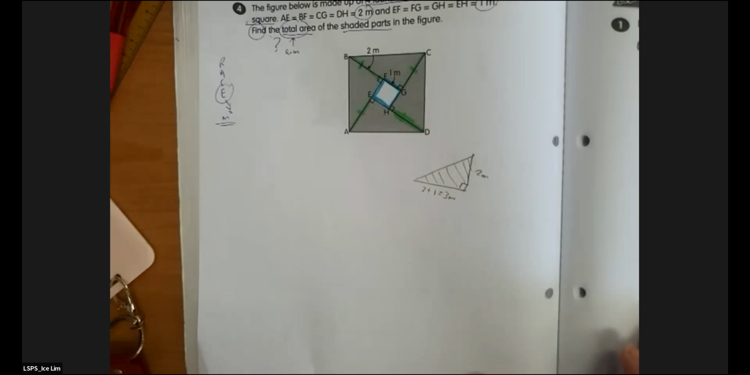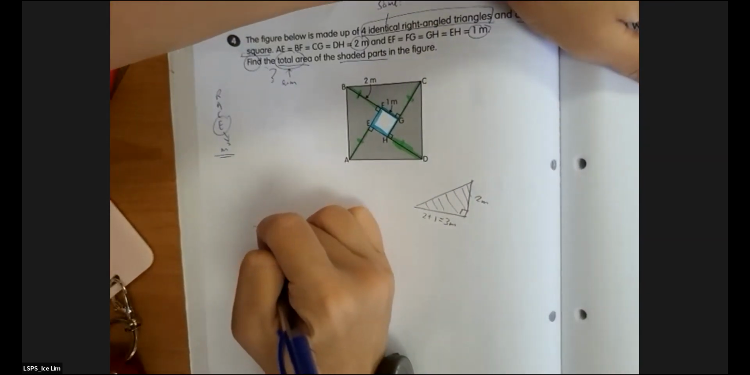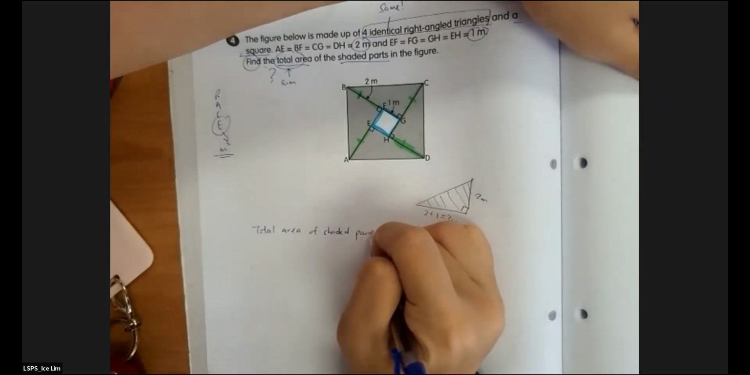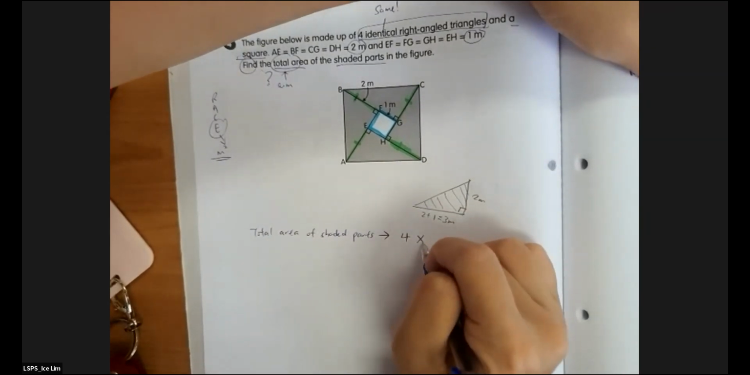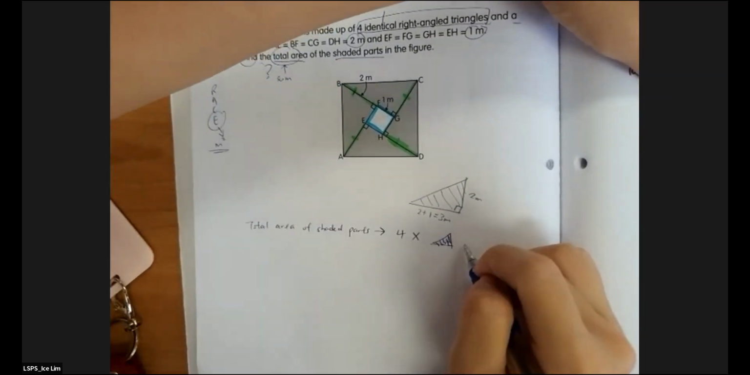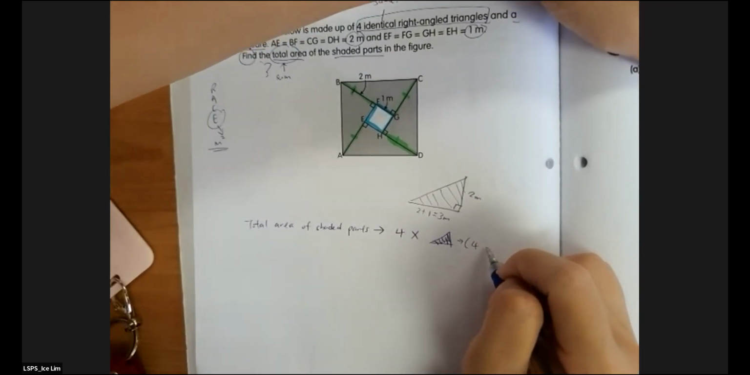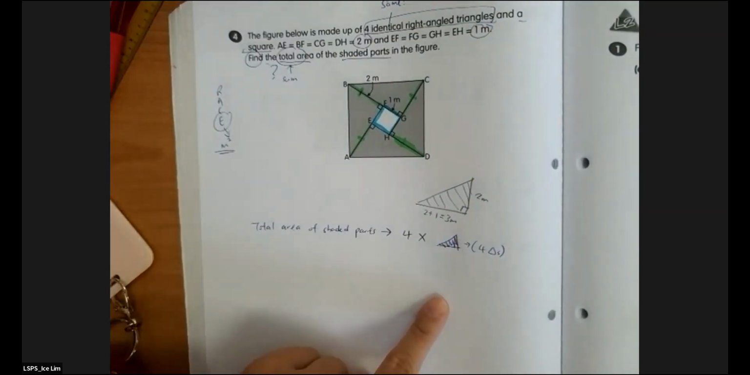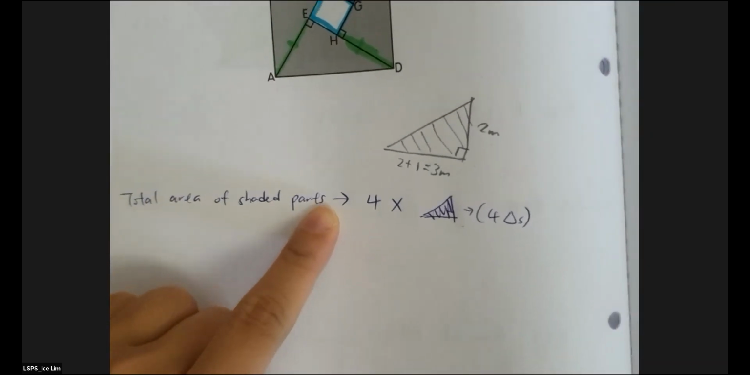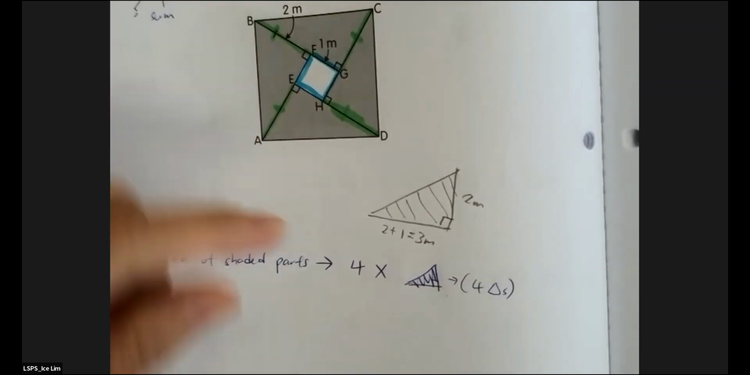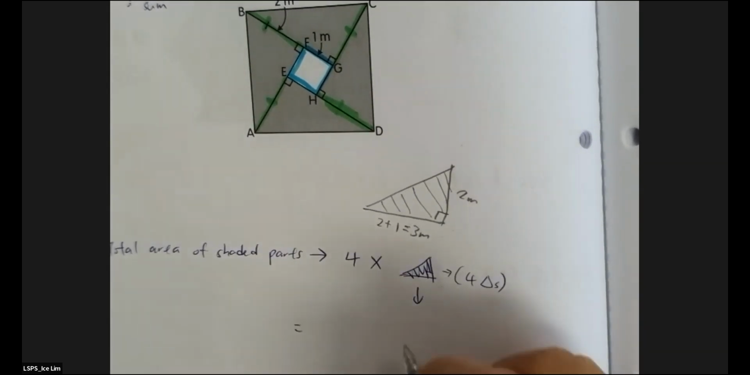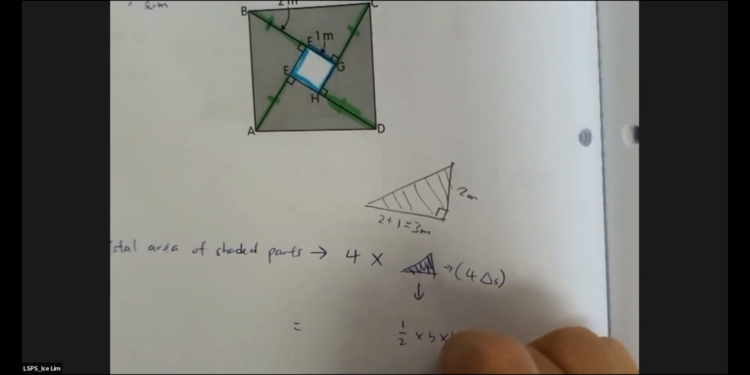Why? Because I can do total area of the shaded parts means 4 of the area of the triangles. All right, and that's 4 of the triangles. Can you understand what I mean? Can, right? So the total area of the shaded parts here means 4 of these triangles. Can or not? So each of the triangle is half times base times height, right?